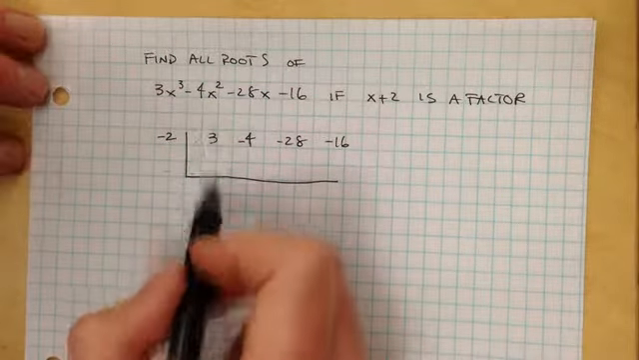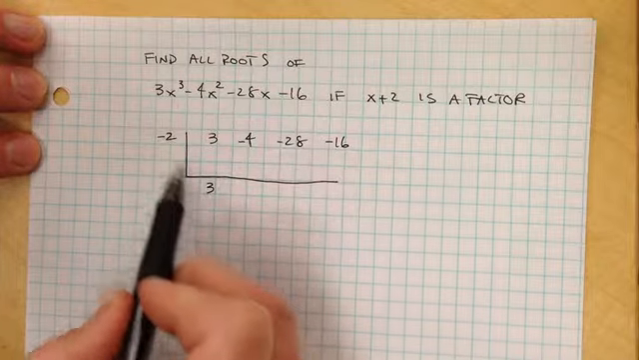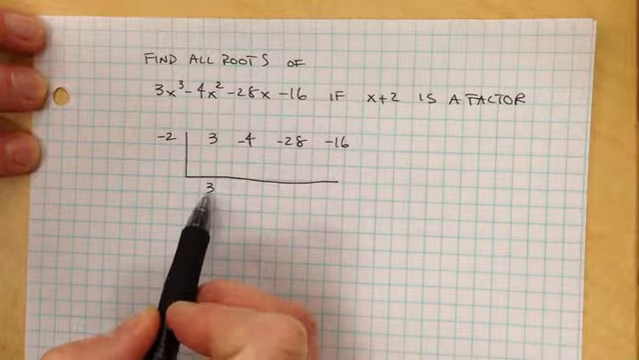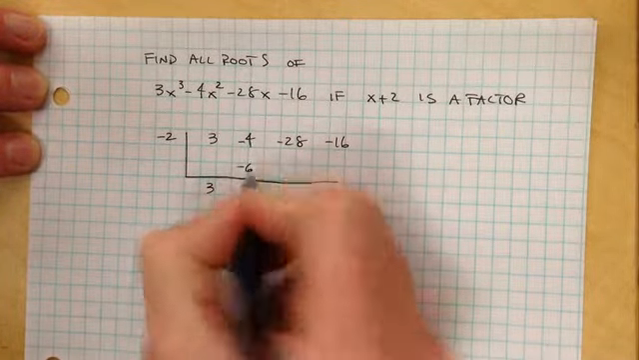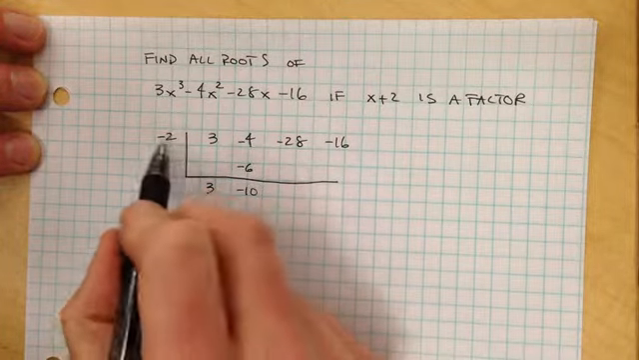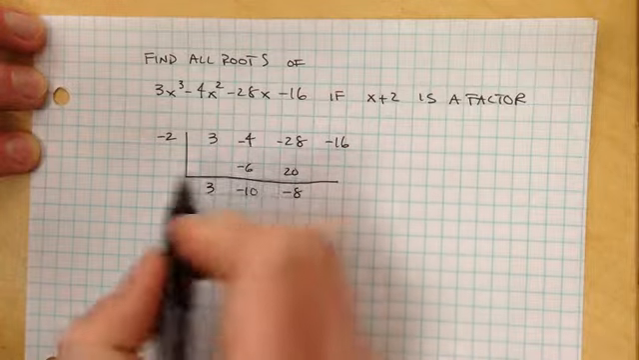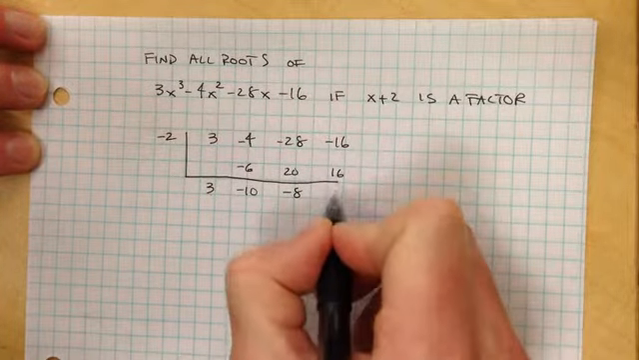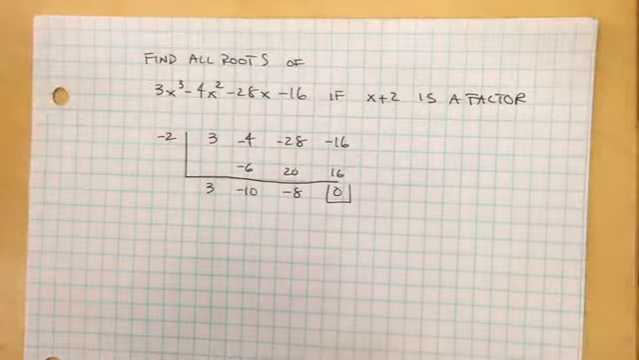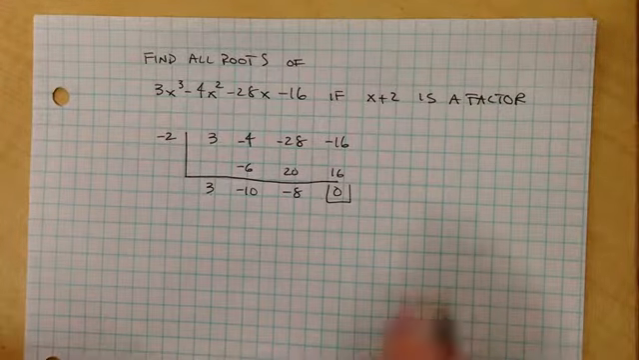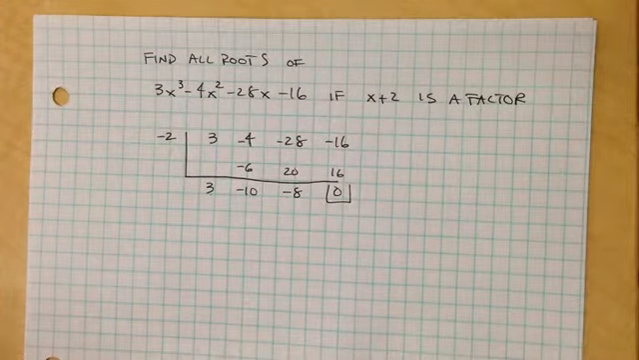Let's bring down my first term of 3, multiply. 3 times negative 2, negative 6, add down. Multiply. 20, add down. Multiply. Add down. Great, it is a remainder of 0, just as it should be, knowing that it is a factor.